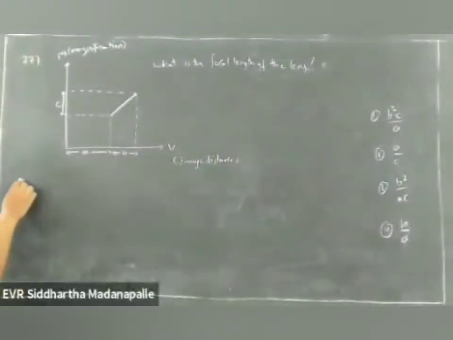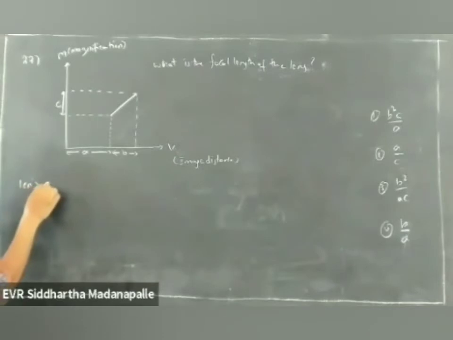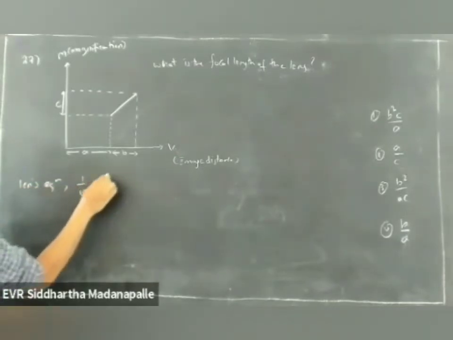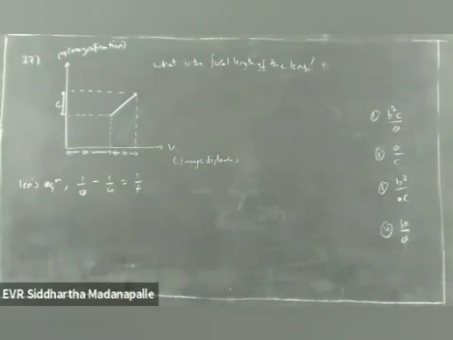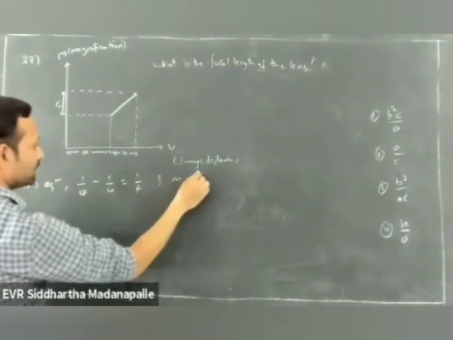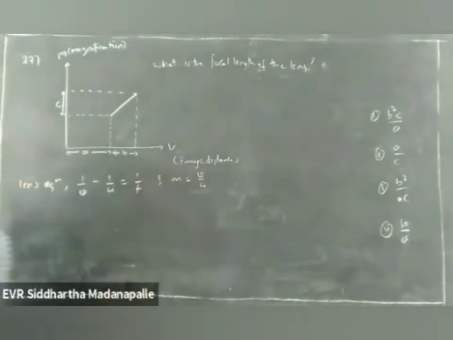Okay. What is the lens equation now? The lens equation is 1 by V minus 1 by U is equal to 1 by F. And what is the magnification formula? Magnification is equal to V by U for a lens.